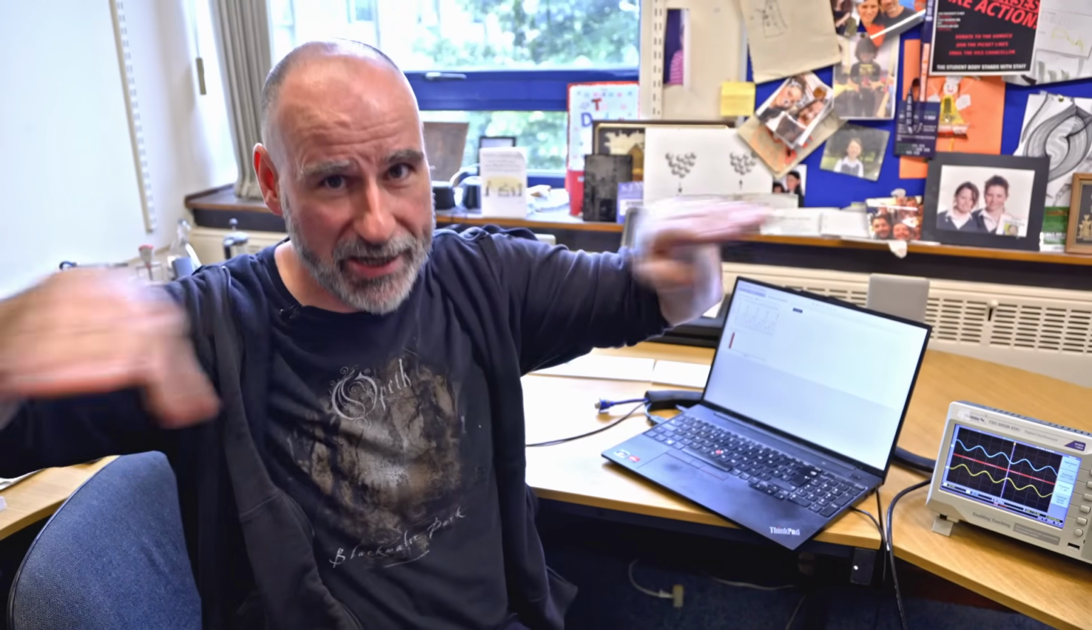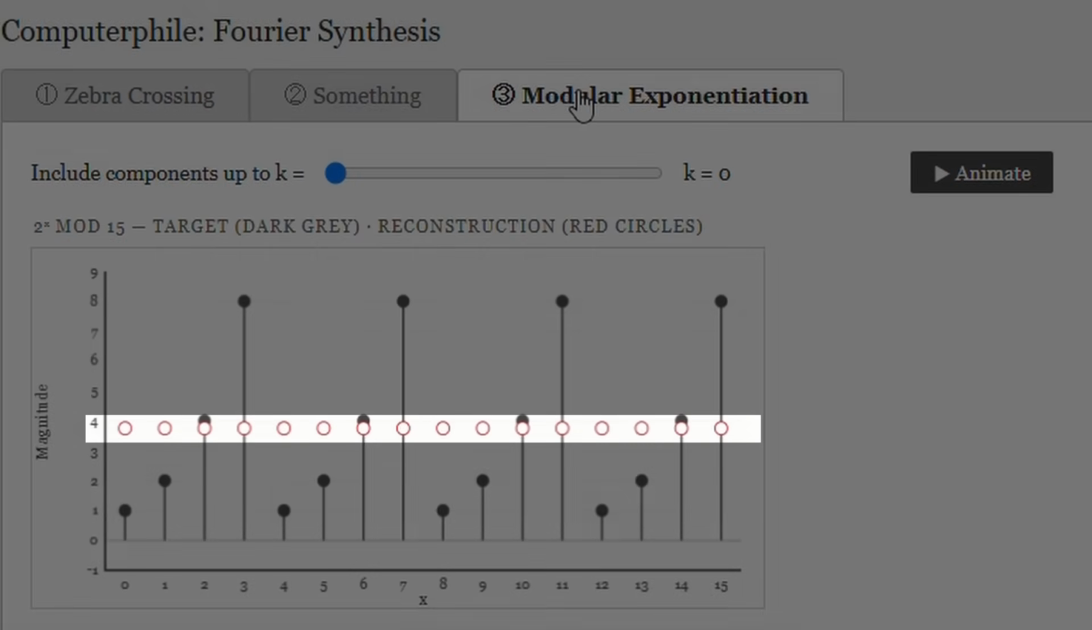So the first one is boring. The first one is our 0 frequency term, or DC term, or average value of the function. And the average value of the function, 1 plus 2 plus 4 plus 8, divided by 4, gives us 3.75, which is why we get this flat line.